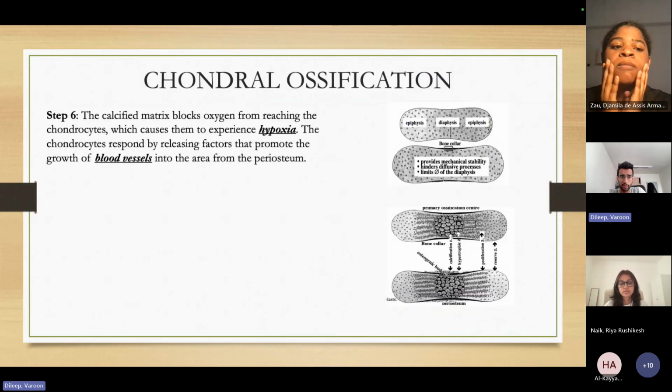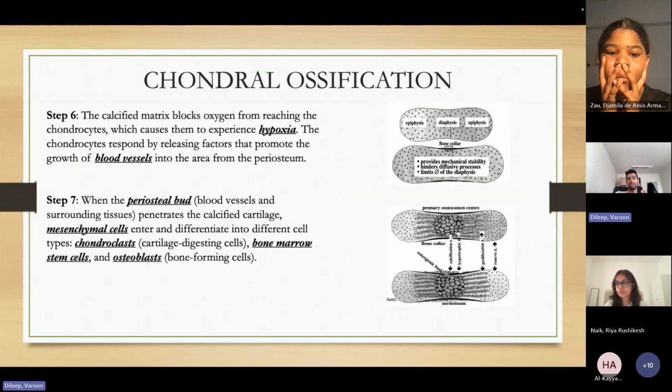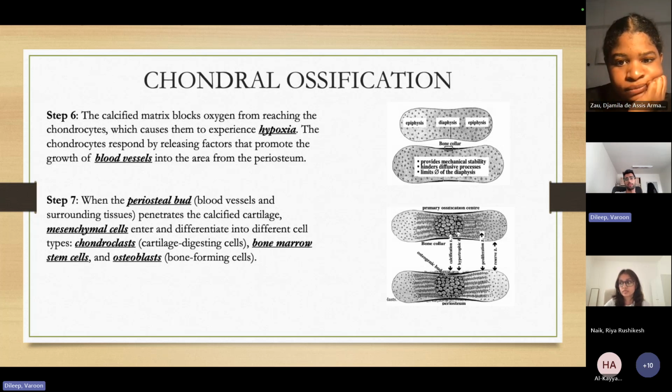Now, after that, the calcified matrix blocks the oxygen from reaching the chondrocytes, resulting in them experiencing hypoxia. So the chondrocytes will respond by releasing signals which will cause the growth of blood vessels in the area from the periosteum. From this area, the blood vessels will enter and supply nutrients to these cells. So when the periosteal bud penetrates through the calcified cartilage, the mesenchymal cells will enter and differentiate into different types of cells. These would be the chondroclasts, which will digest the cartilage, bone marrow stem cells, as well as the osteoblasts.